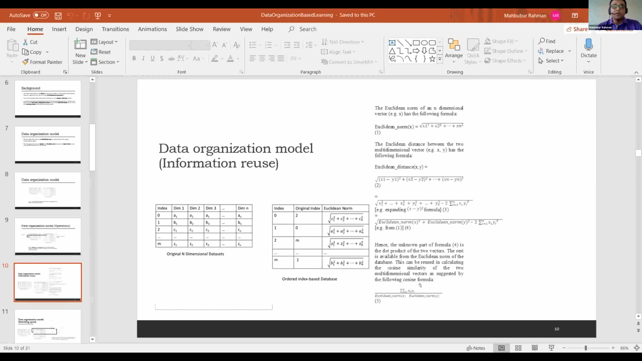Additionally, this Euclidean norm can be used in the cosine formula as well, that is given in formula number 5.